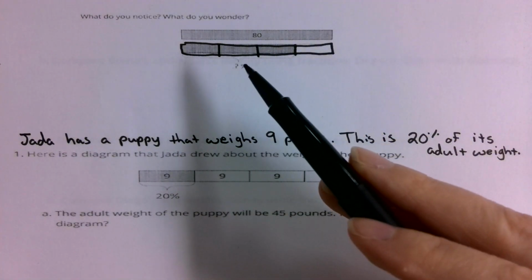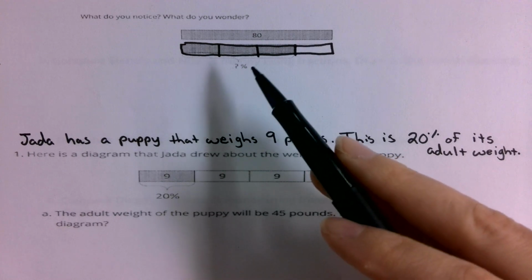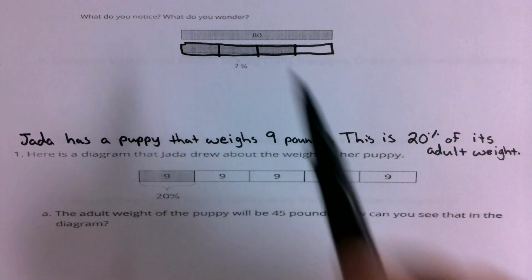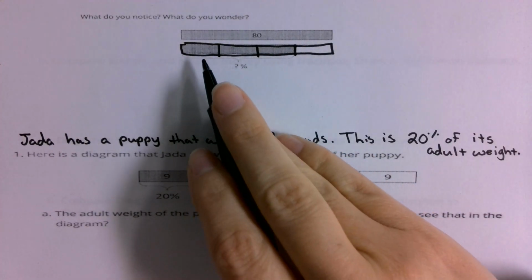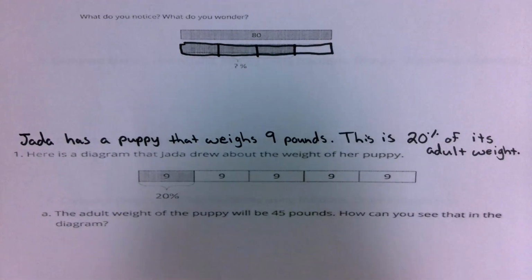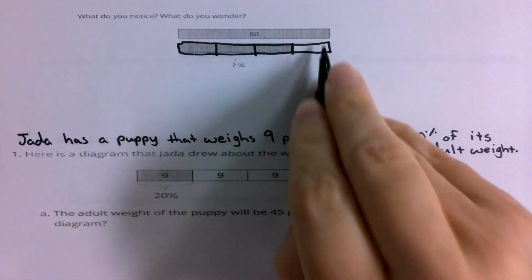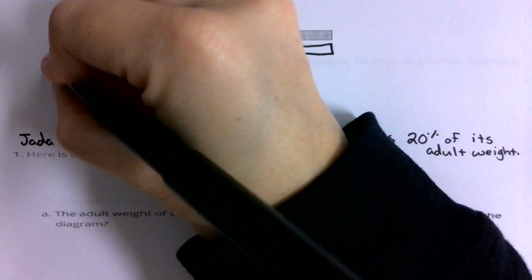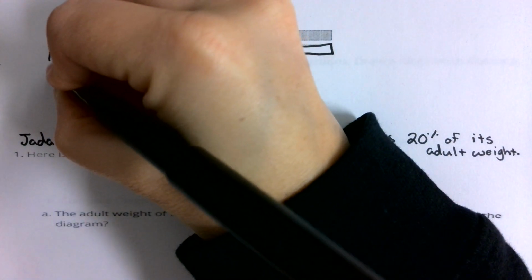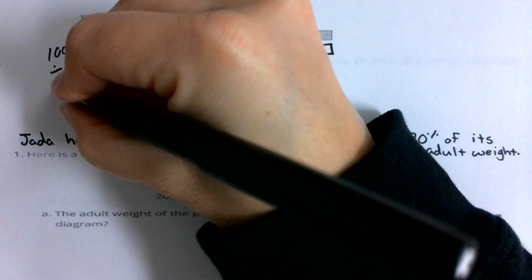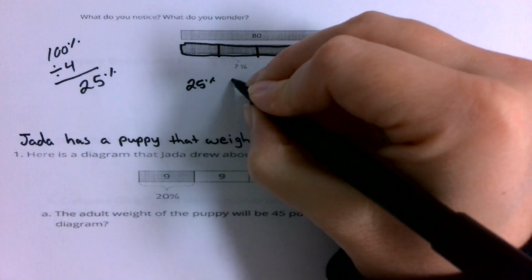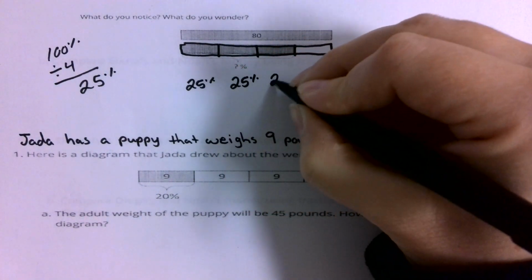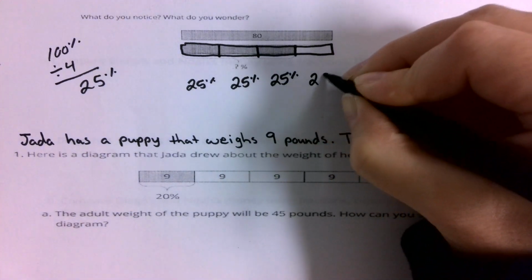20%. Are you sure, 20%? 25%. Yeah, that would be 25% for each section. Because if you're splitting it into 4 sections, if we do 100% and we divide it by 4, that's going to come out to 25% per section. So each of these sections is 25%.